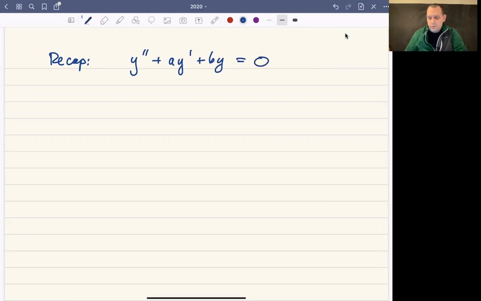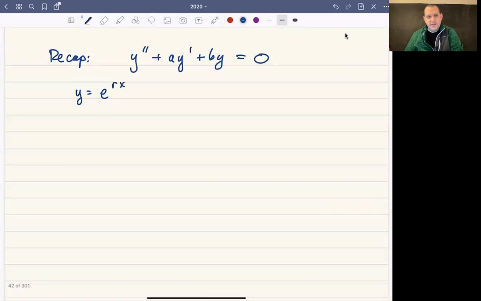And what we're led to do is let y equals e to the rx. And when we do that, it turns out that what pops out is you have to solve a quadratic equation, r squared plus ar plus b equals 0. And it turns out that there's going to be three cases.